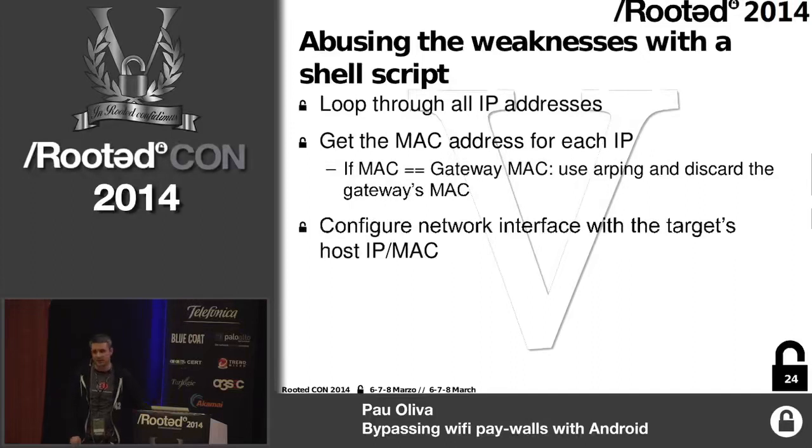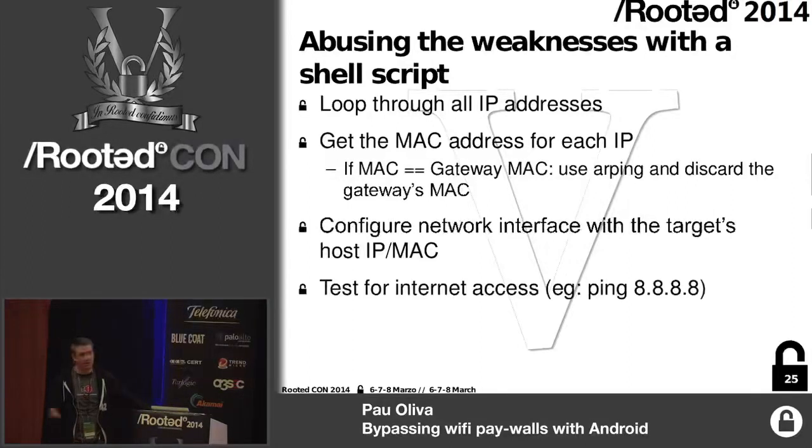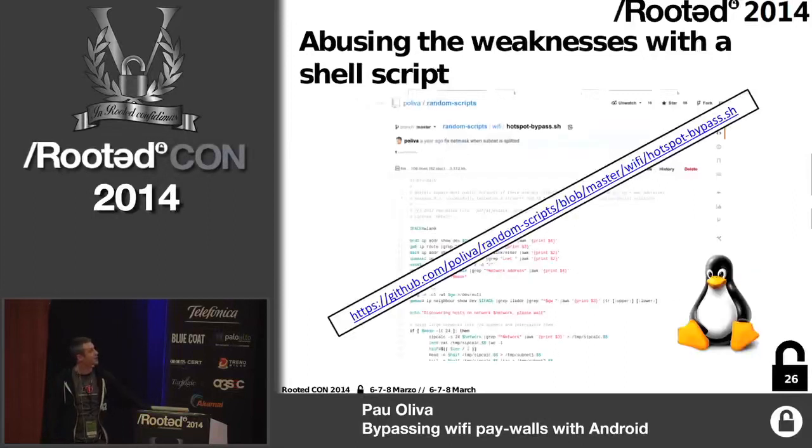And very simply, we configure our network interface with the target's host IP and MAC, taking their information. Then finally we test for internet access, for instance, by pinging 8.8.8.8, and the moment we find the exit, we stop the loop. That's it.